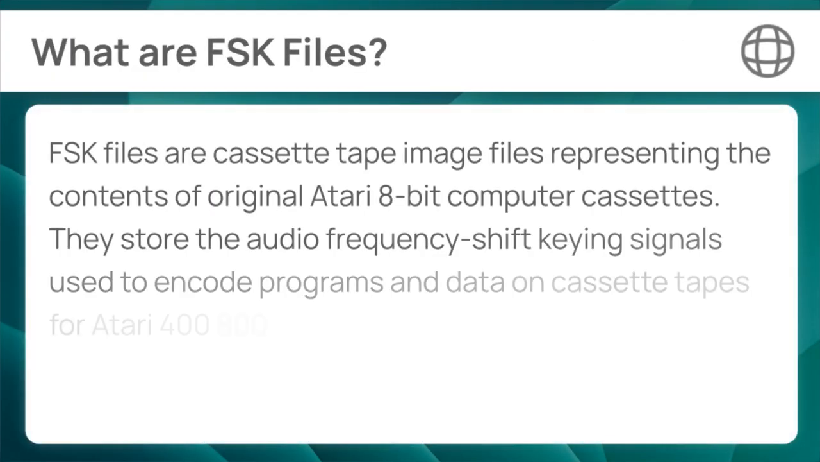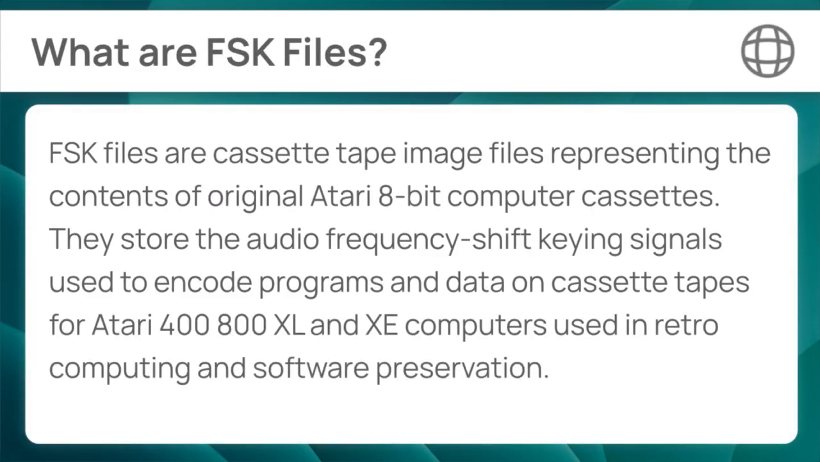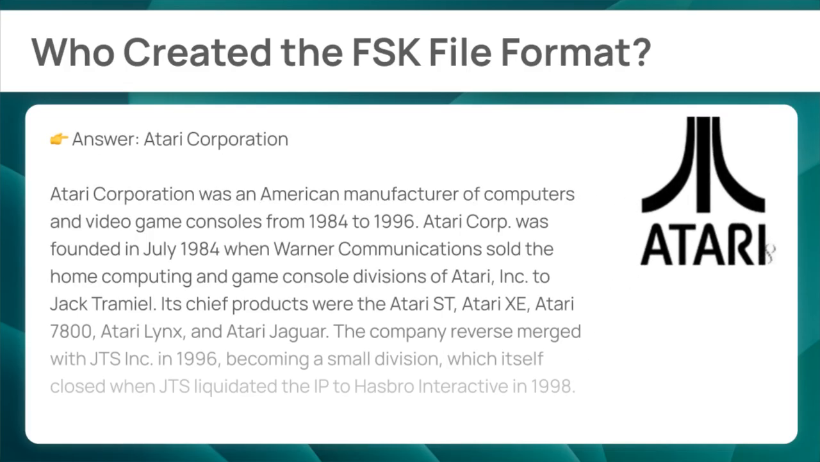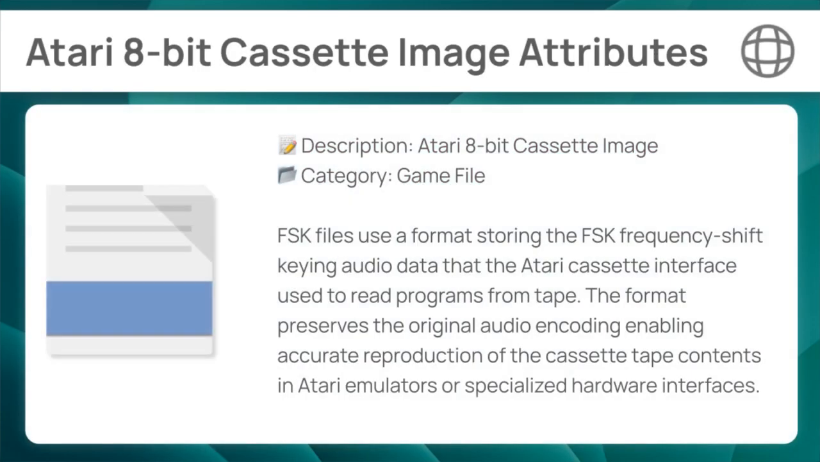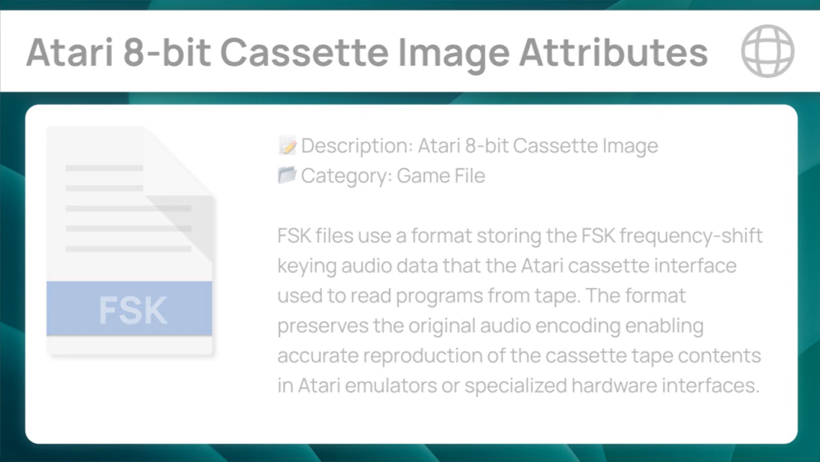FSK files are cassette tape image files representing the contents of original Atari 8-bit computer cassettes. They store the audio frequency shift keying signals used to encode programs and data on cassette tapes for Atari 400, 800XL, and XC computers used in retro computing and software preservation. FSK files use a format storing the FSK frequency shift keying audio data that the Atari cassette interface used to read programs from tape. The format preserves the original audio encoding, enabling accurate reproduction of the cassette tape contents in Atari emulators or specialized hardware interfaces.